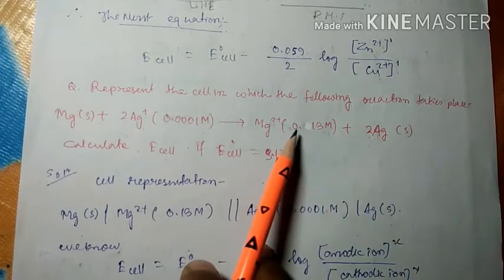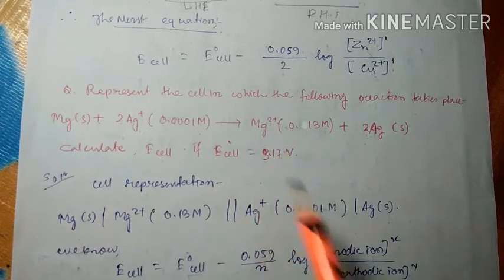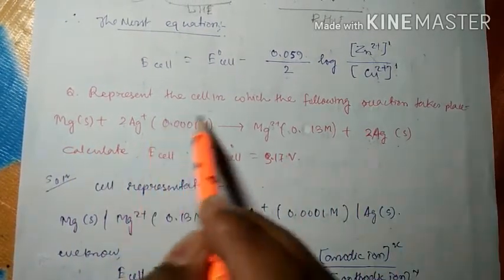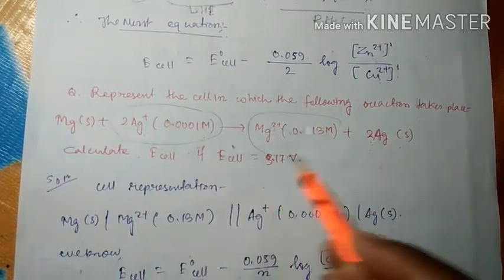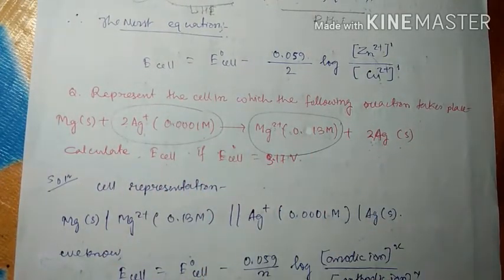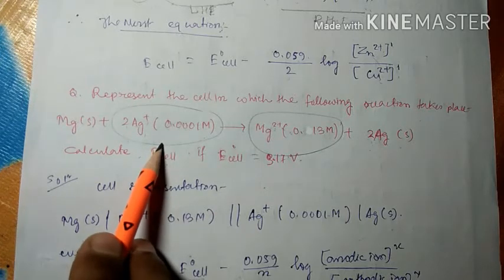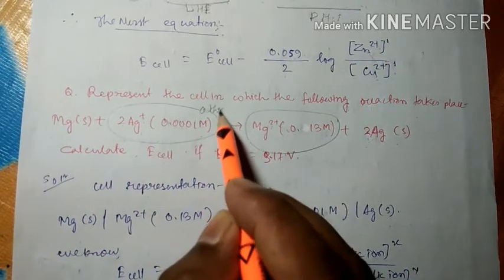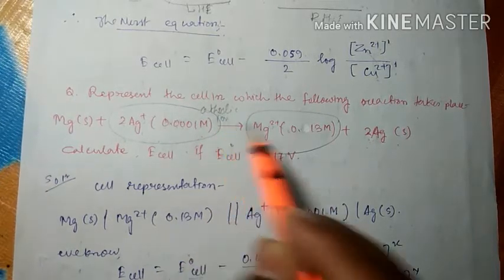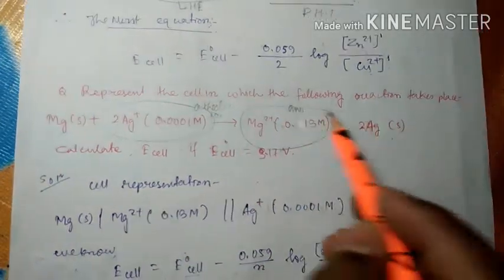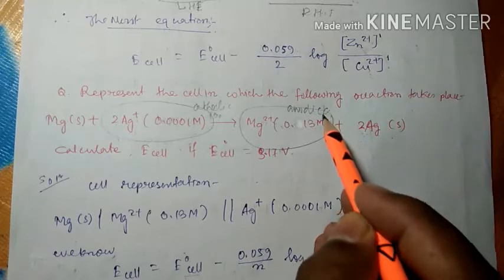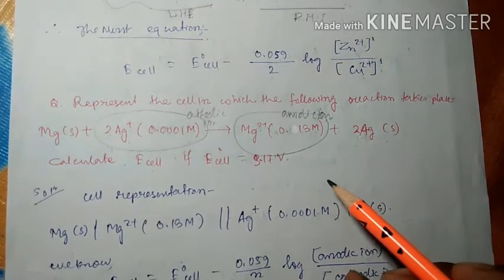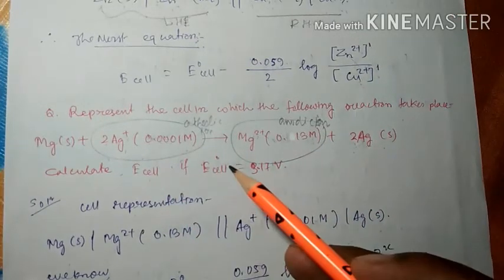Remember, the main thing is we are dealing with the cathodic ion and anodic ion, not the solid. Only the ion. This one is important and this one is important. This one is what, anodic or cathodic? This one is cathodic ion. This one is anodic ion. Okay. How can you identify which one is the cathodic or anodic ion?